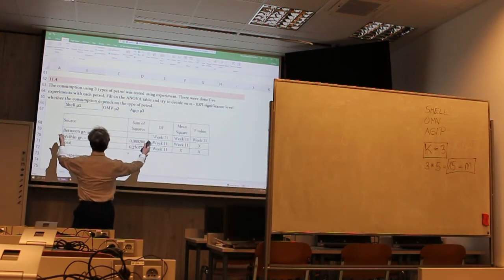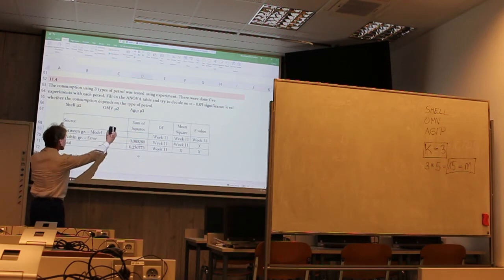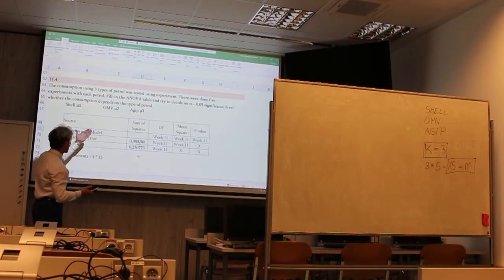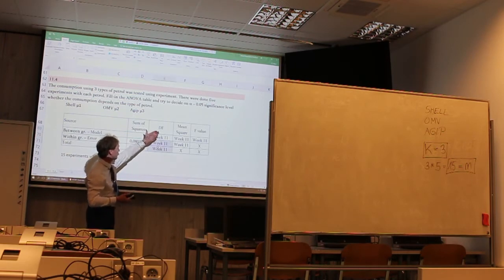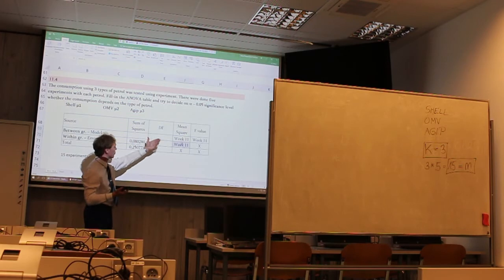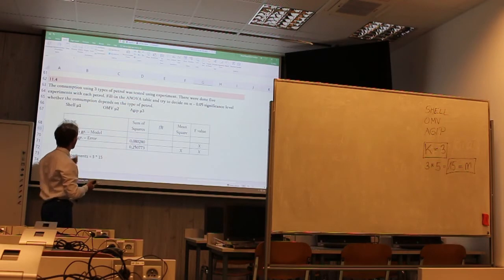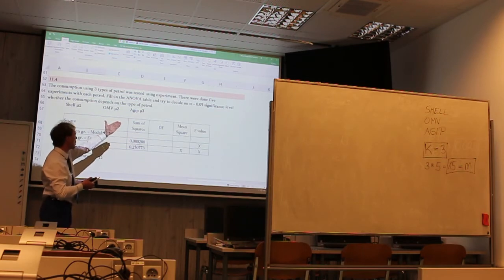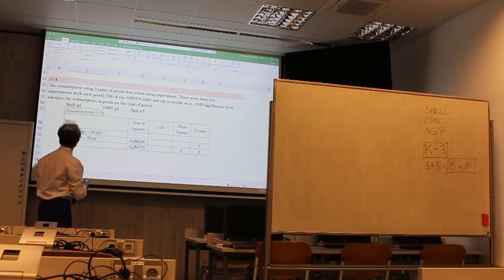There is the ANOVA table. You already saw how this ANOVA table looks from the previous example. You could see this ANOVA table in week number 4, in our 4th seminar of the academic semester, and there it was explained what df means, and the F value you will see in week 11. Today we have week 11, so we will fill in this ANOVA table and try to decide on the 5% significance level whether the consumption depends on the type of petrol.